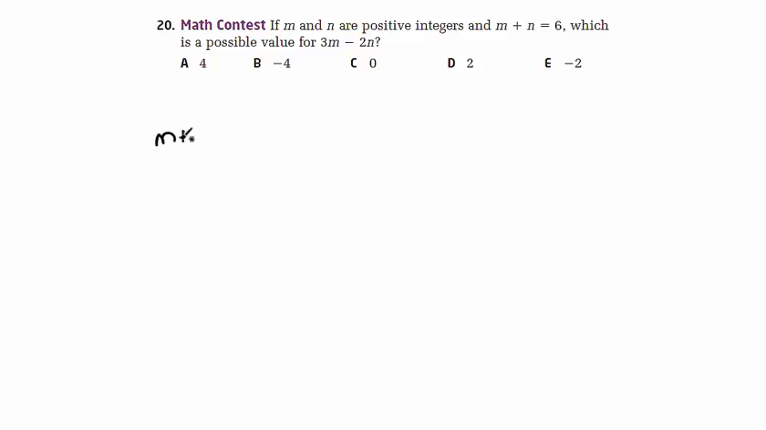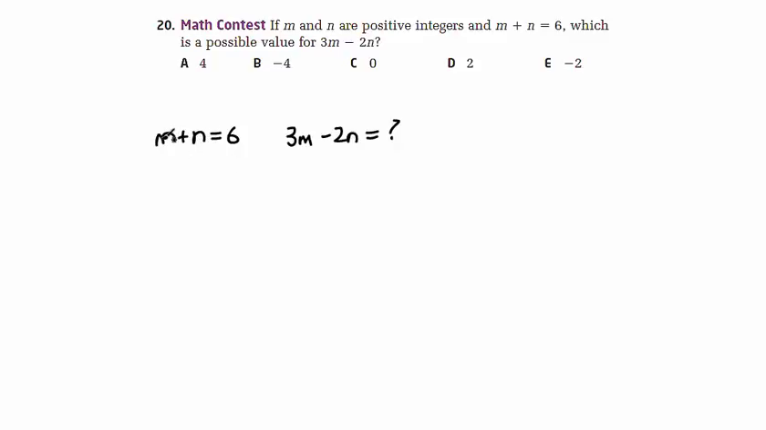So m plus n equals 6. And what is a possible value for 3m minus 2n? So this equals question mark. This is what we need to figure out. There's always a trick in doing these things algebraically, and the first trick is to either isolate for m or n here.